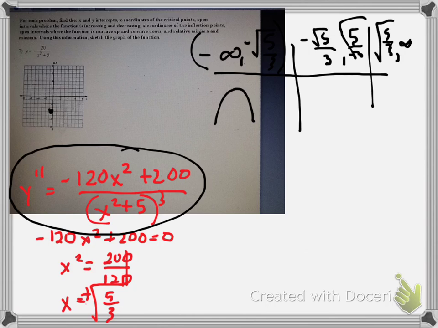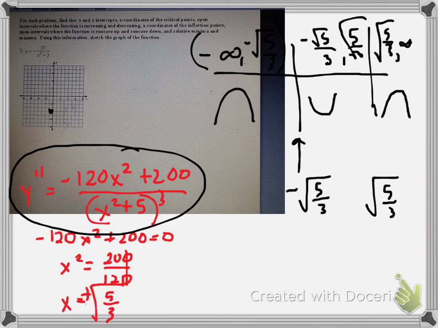Between these two I need to put in 0. 200, so that's going to be 200 divided by 5 to the third, which is up. And then I put in a really big positive number and I get the same thing as when my number is a big negative number. So concave down. So I have inflection points at negative radical 5/3 and radical 5/3.